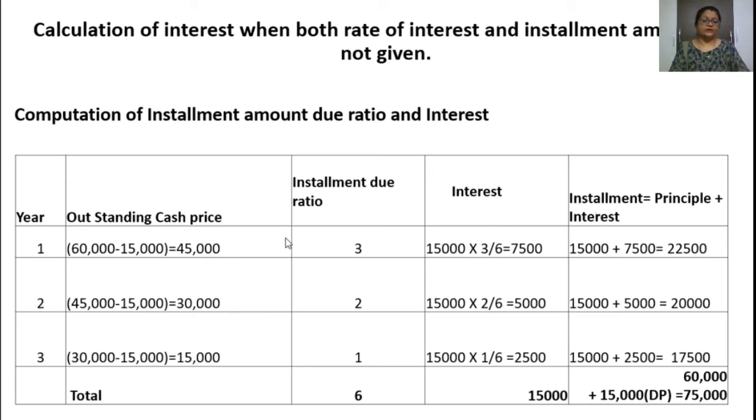Principal amount plus interest. So principal amount of the first year and interest: 22,500. Second year principal amount is the same, you see, every year 15,000.